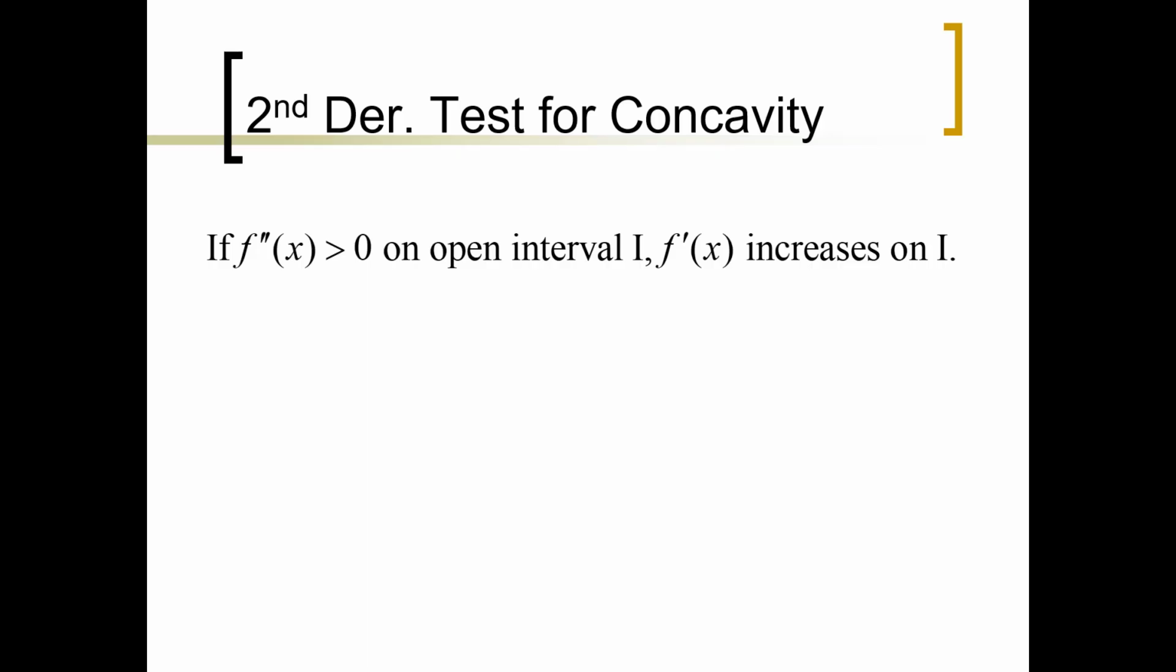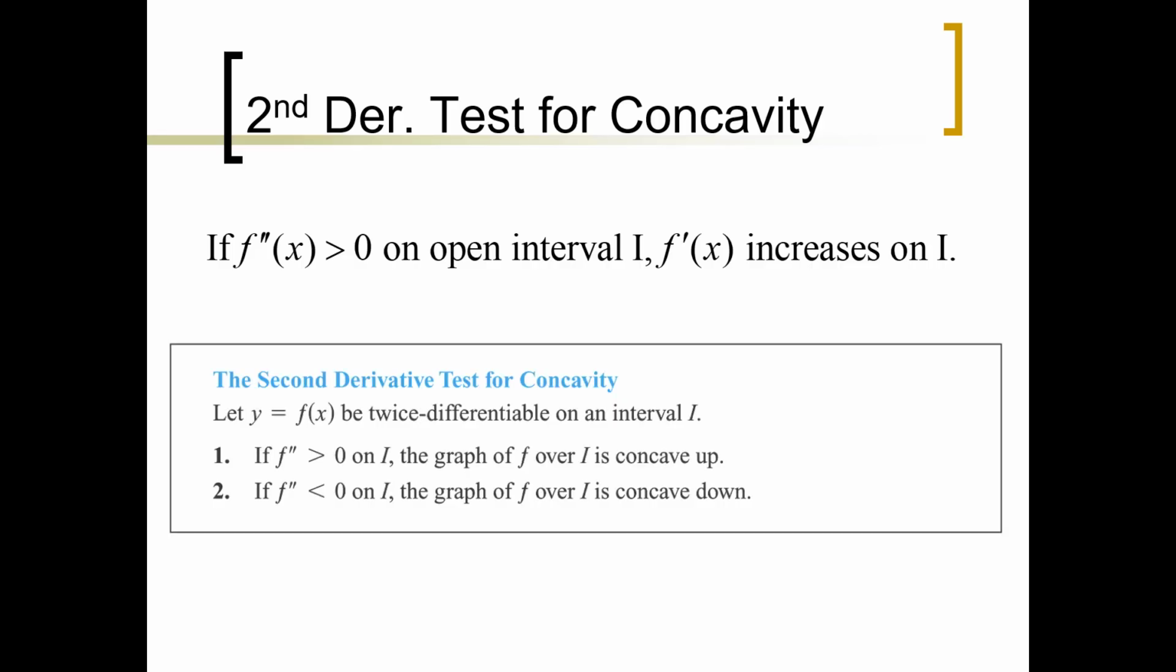But remember, if I want to show that a function is increasing, I can just take its derivative and see where it's positive or negative. That would tell us when the function is increasing or decreasing. I want to know where the first derivative is increasing. So I'll take its derivative, the second derivative, and find out when it's positive. Wherever it's positive on an open interval, the first derivative must be increasing, and therefore the function must be concave up on that interval. That gives us the second derivative test for concavity.